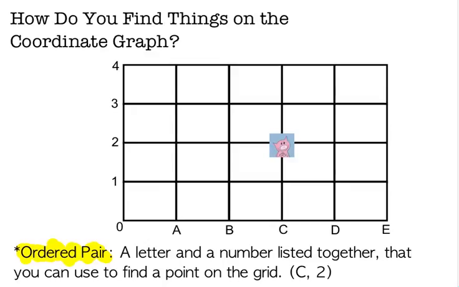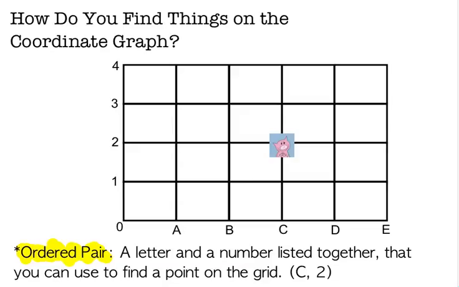How do you find things on the coordinate graph? Well, each time there is something placed on the coordinate graph, there will be an ordered pair. An ordered pair is a letter and a number paired together or listed together that you can use to find a point on the grid.